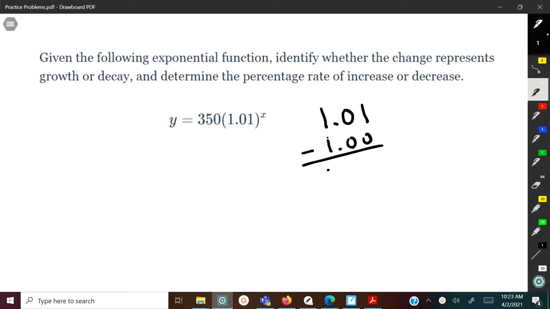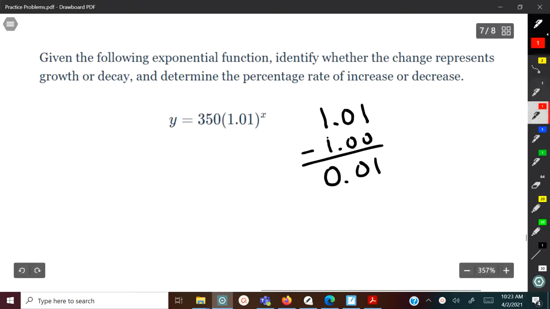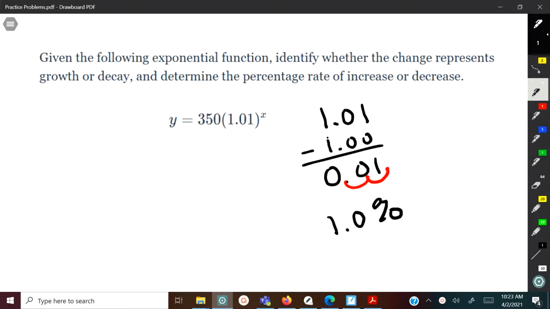Okay, when we do that, we get 0.01. And then finally we're going to move this over 2 decimal places, and that's going to leave us with 1. You can put 0.0 if you want, but it's 1%. So this is growth at 1%.